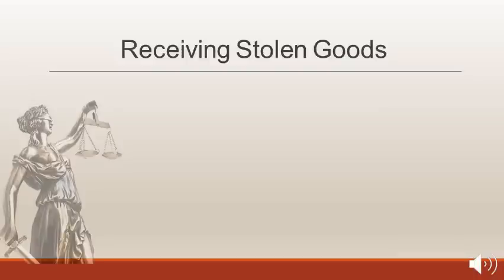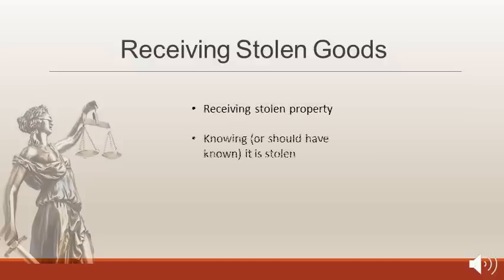The last of the theft crimes is receiving stolen goods. Well, the title of the crime is pretty self-explanatory, but we'll go through the elements anyway. The elements to receiving stolen goods are receiving stolen property, knowing that it's stolen.